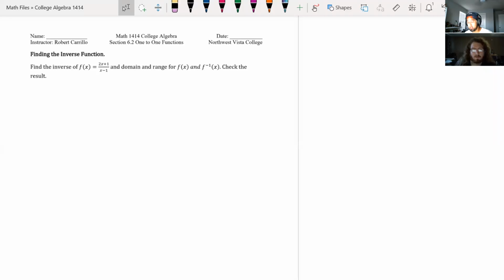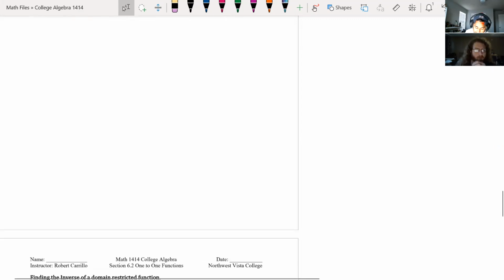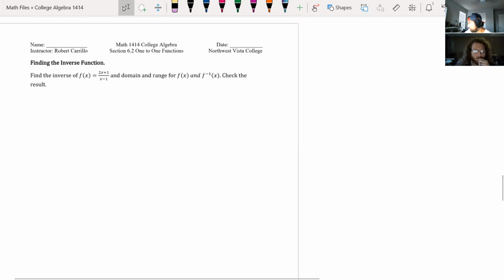So you got finding the inverse. That's all you want me to do is find the inverse? You want me to do domain and range? Oh yeah. Sorry. You'll do the whole thing. So it's find the inverse, then the domain and range for f and the inverse. And then it says check the result. Is this 6-2, right? Yeah, 6-2. Look for the 2021. Yeah, I got it.